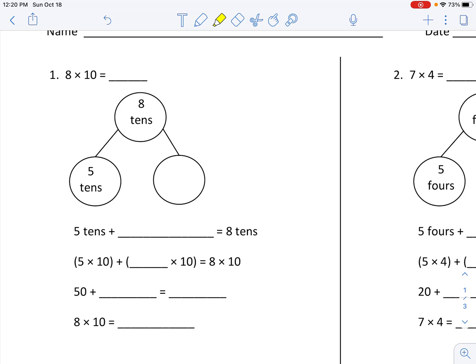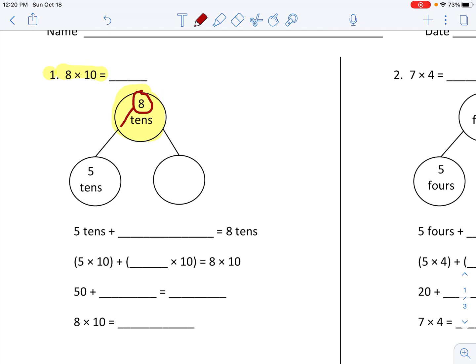Okay, so it may look different and confusing at first. Hopefully you've watched the instructional video by Ms. Walker, but it's not necessarily harder. It's just a different way of using a different part of our brain. So number one says 8 times 10. So I'm thinking of that 8 times 10 to mean 8 tens.